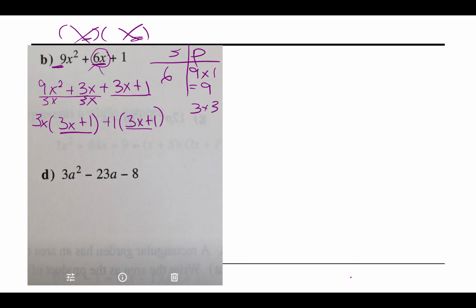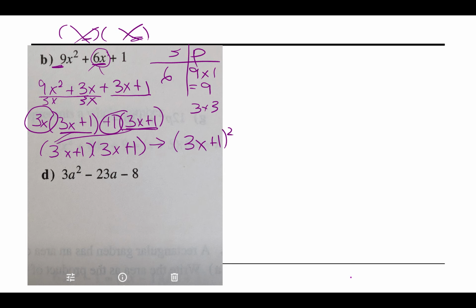Now, why our goal is to get these the same is because now we can factor that out. So if you take a 3x plus 1 out, you are left with a 3x plus 1, or you can write this as 3x plus 1 squared. Let's try this other one down here.